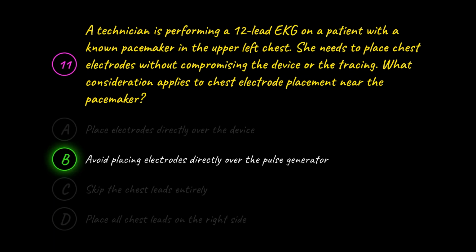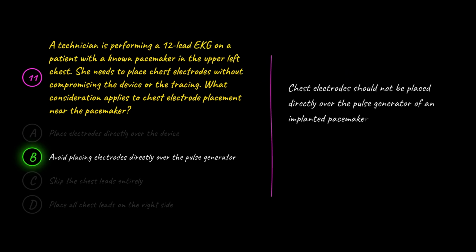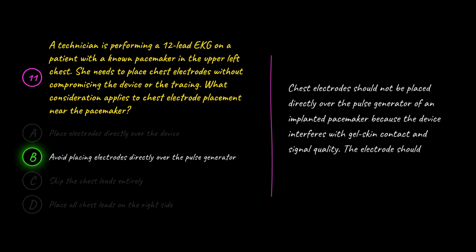The correct answer is B. Avoid placing electrodes directly over the pulse generator. B is correct because chest electrodes should not be placed directly over the pulse generator of an implanted pacemaker because the device interferes with gel skin contact and signal quality. The electrode should be shifted to a position adjacent to the device.